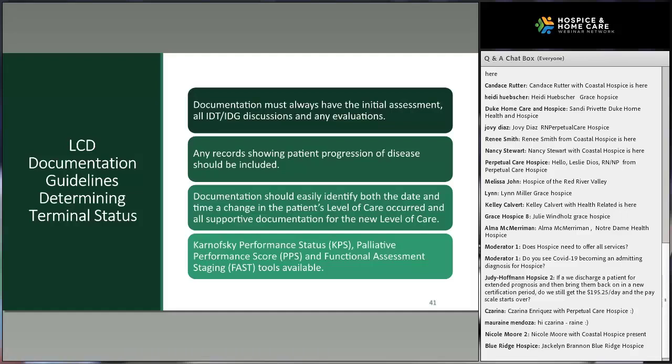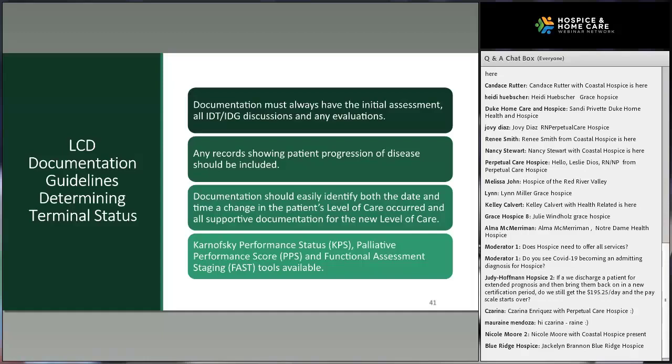Documentation should easily identify both the date and time a change occurred if you're doing a change in the level of care. Again, I'm going to say this till I'm blue in the face. You must document when something happened, what was the time, what was the date, what was the intervention, what is the follow-up, etc. It's really important to do that.